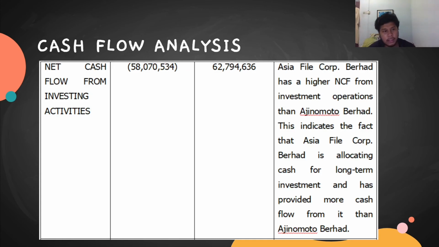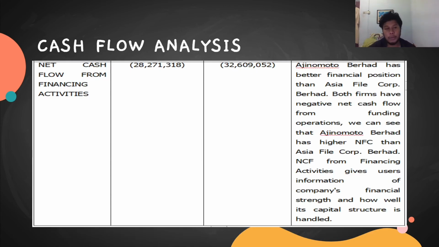Next is net cash from investing activities. Ajinomoto Berhad is not doing really well, because they have a deficit of negative 58 million, in comparison to Ashafa Corp, which has 62 million. This shows that Ashafa Corp Berhad is doing a better job at allocating cash for long-term investment and has provided more cash flow from investment activities compared to Ajinomoto Berhad.